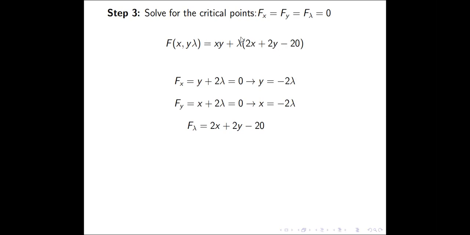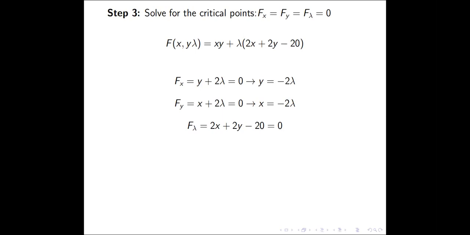So we just differentiate lambda times this constant, and the derivative of lambda with respect to itself is 1 times this. So we just get the constraint. You always get the constraint whenever you differentiate with respect to lambda. So we equate that to 0. We get the constraint equation as before, 2x plus 2y minus 20 equals 0. And we solve this system.